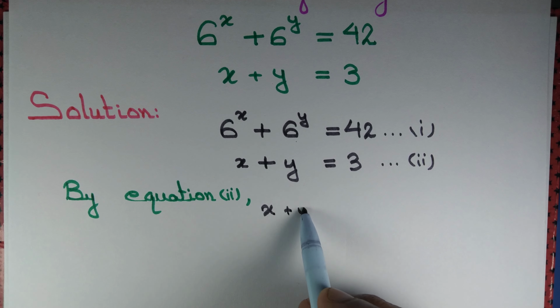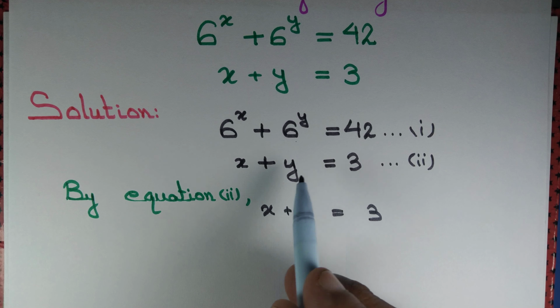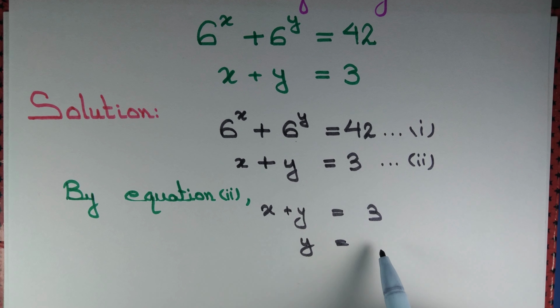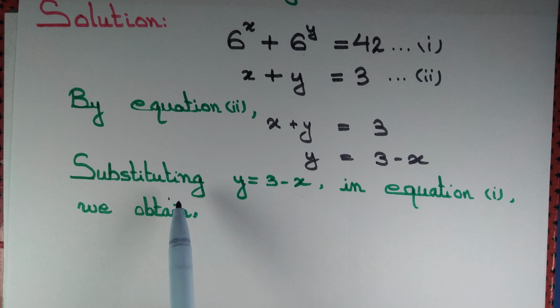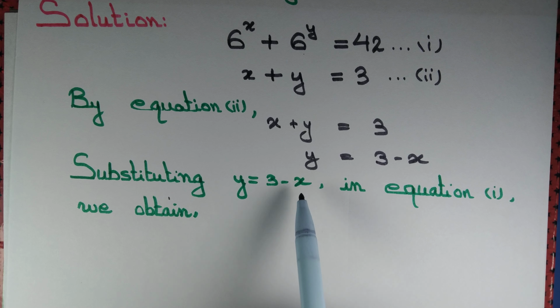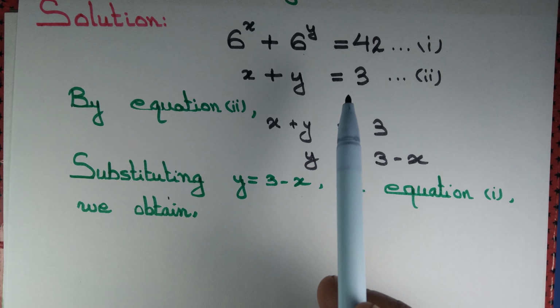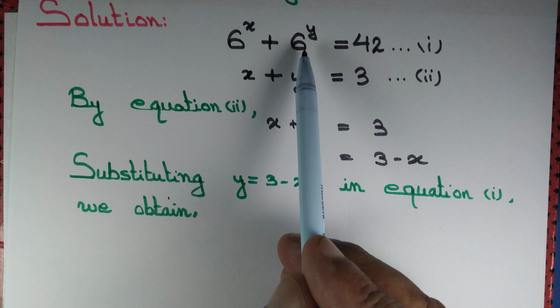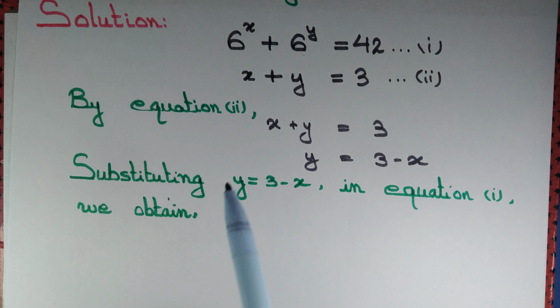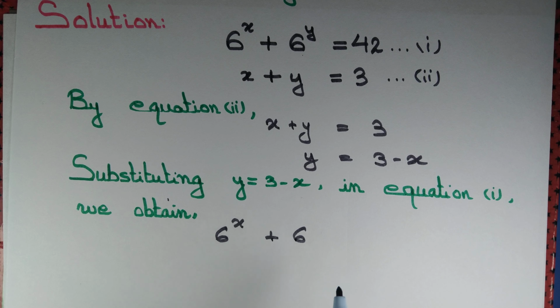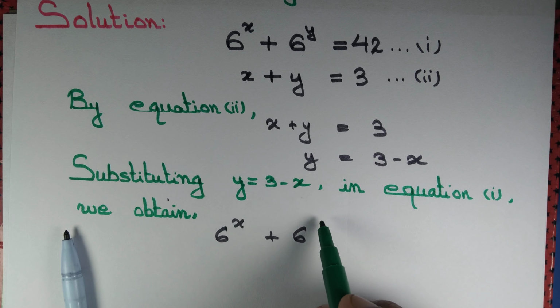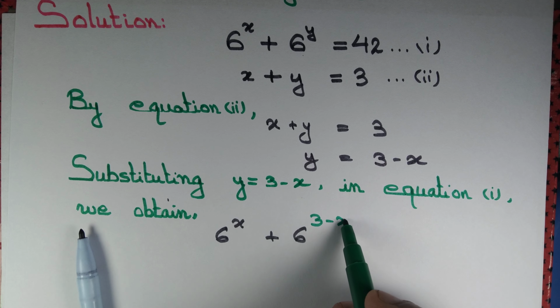x + y = 3. We take x to the right hand side, so y = 3 - x. Substituting y = 3 - x in equation 1 we obtain, by equation 1, 6^x + 6^y = 42. But we want to write y = 3 - x. So instead of y, we write 3 - x.